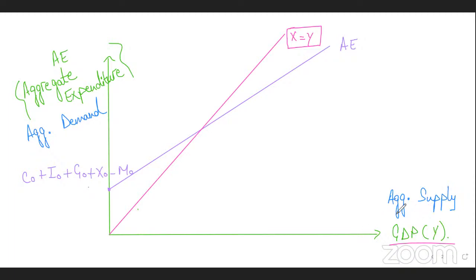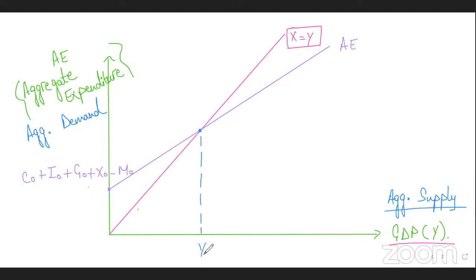In this case, GDP can be fairly used to estimate the total production in the country, and aggregate expenditure can be fairly used to estimate the total demand for goods and services in an economy. That's why I've said you can think of it as aggregate demand. Now, wherever the x equals y line intersects with the aggregate expenditure, that will be your equilibrium level of GDP.